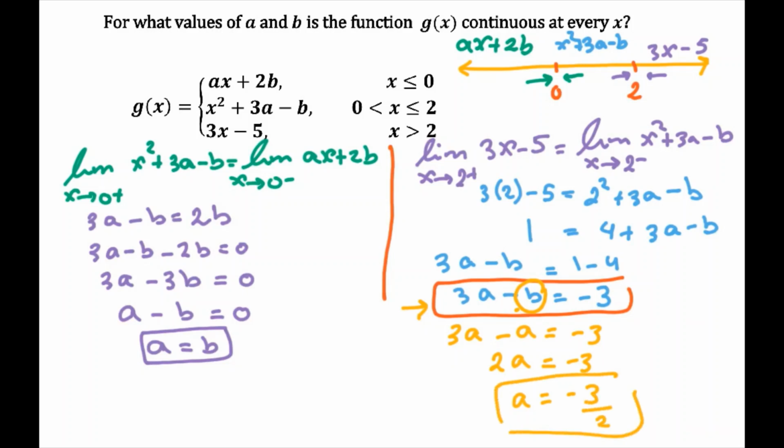Now in order to find b, well, we know that a equals b, so a and b will be the same, so b will be equal to negative 3 over 2.